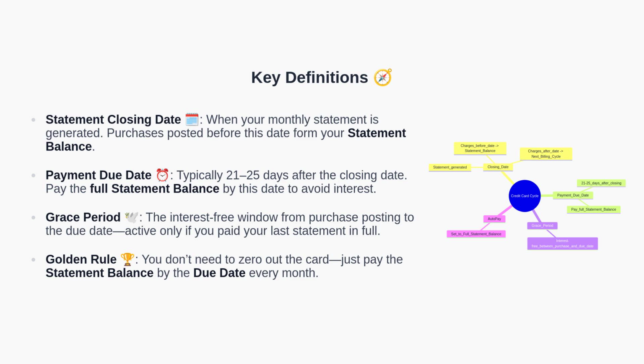Now let's define the essentials. The statement closing date is when your issuer tallies all posted transactions into a statement. Purchases that post before this date appear on the statement. Those posting after belong to the next cycle. Next, the payment due date is usually 21 to 25 days after the closing date. To avoid interest, pay the full statement balance from the prior cycle by the due date.